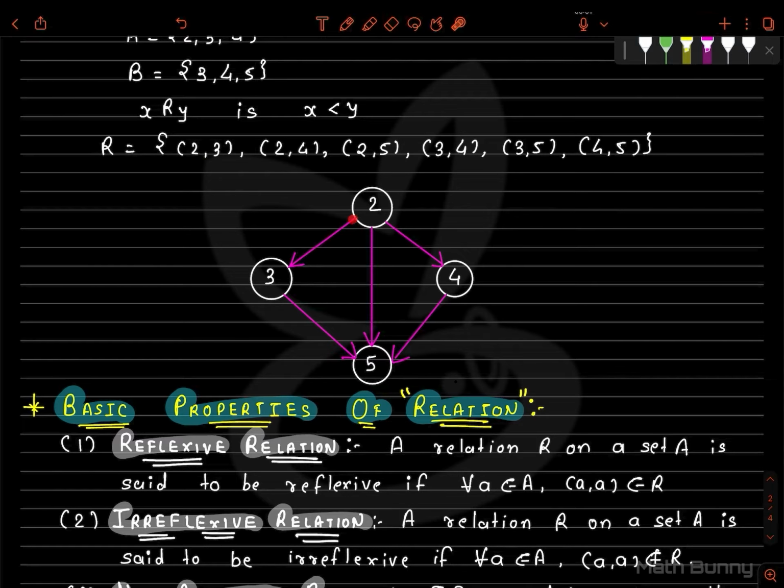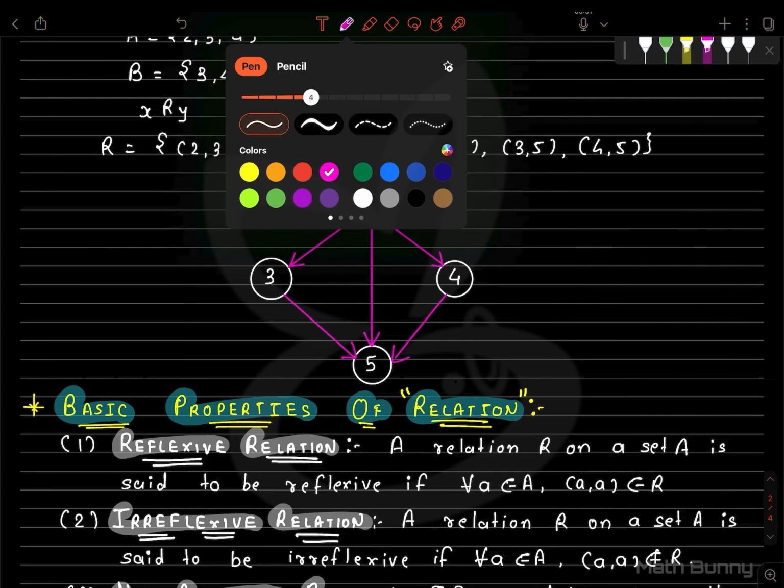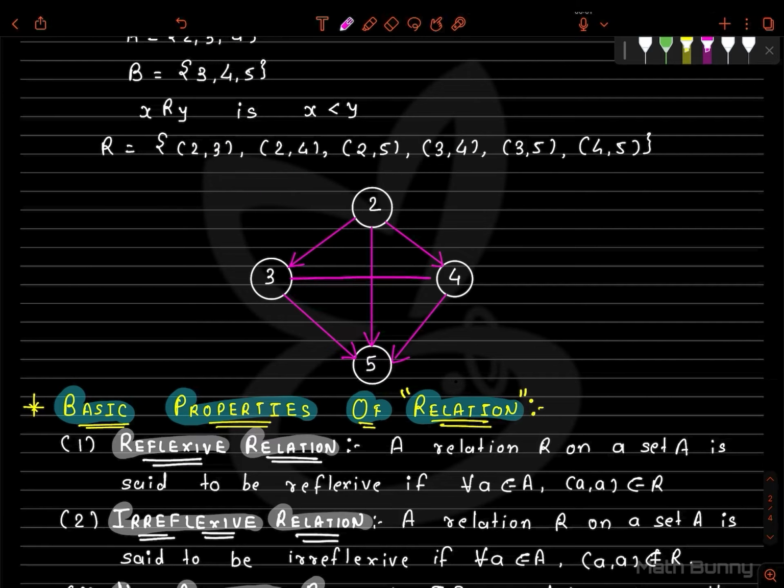So, we will start with 2 and end at 3. First element would be 2, 3. Second is 2, 4. Third is 2, 5. Next one is 3, 2, 4. So, it will go like 3, 2, 4. Next is 3, 2, 5. And the last one would be 4, 2, 5. So, in this way, we can represent one relation in a graph form.